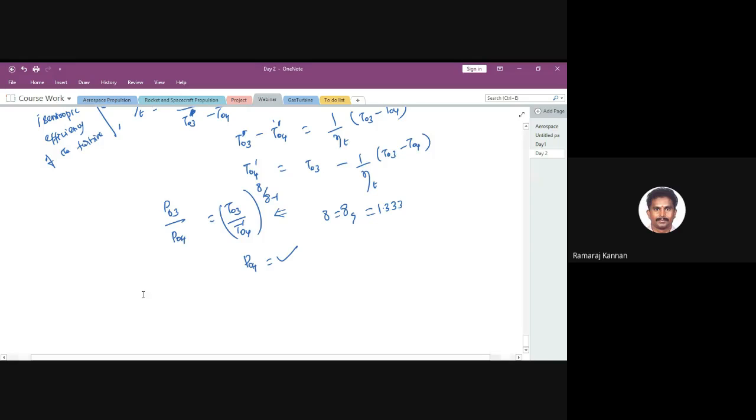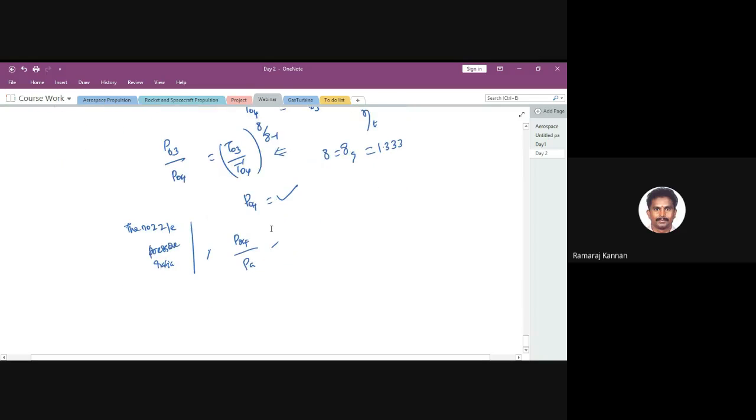So now the nozzle pressure ratio is nothing but your P04 divided by PA, where PA is the atmospheric pressure. Now we have to see whether your nozzle is going to be choked or unchoked.